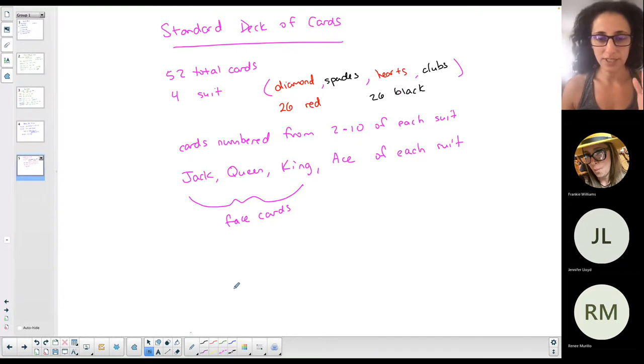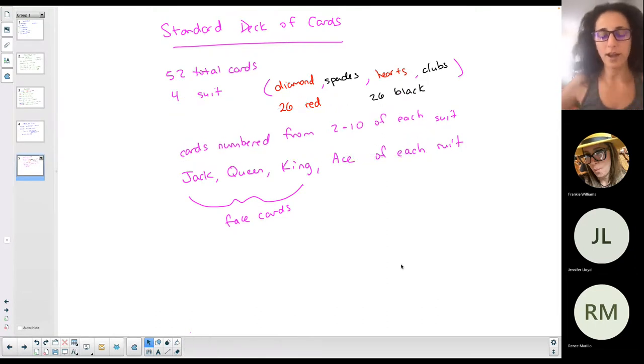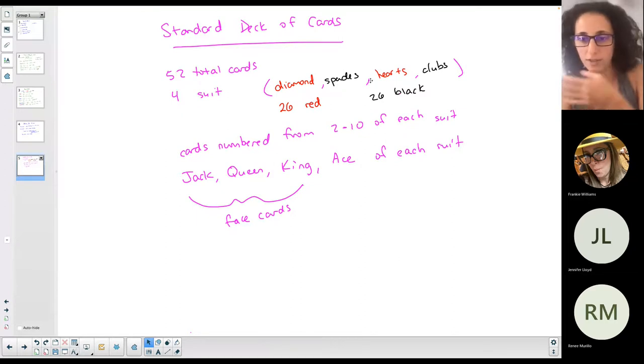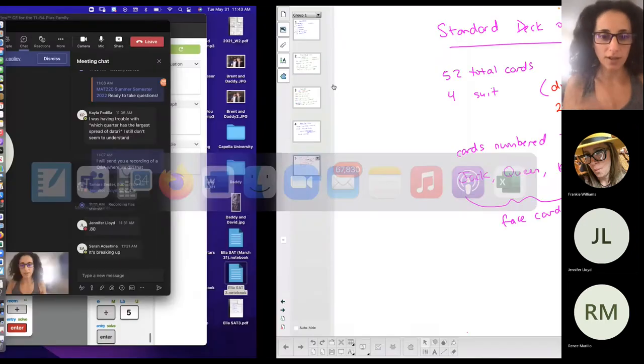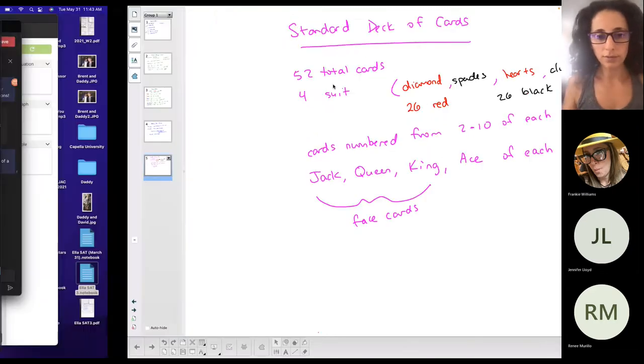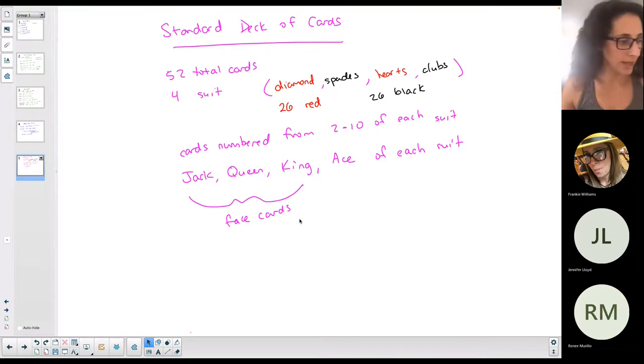Technically, there are four of each type of card. So four jacks, because I have a jack of diamonds, spades, hearts, and clubs. I have four queens, a queen of diamonds, spades, hearts, and clubs. Four of the number five: a five of diamonds, spades, hearts, clubs. So four of each card. Four aces: ace of diamonds, spades, hearts, clubs. Okay. Do we know that we're cool with that?